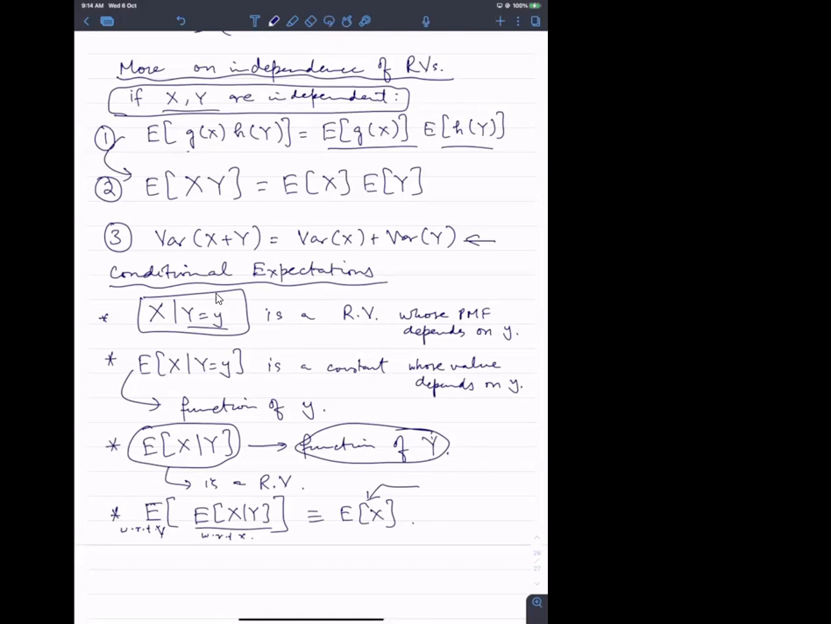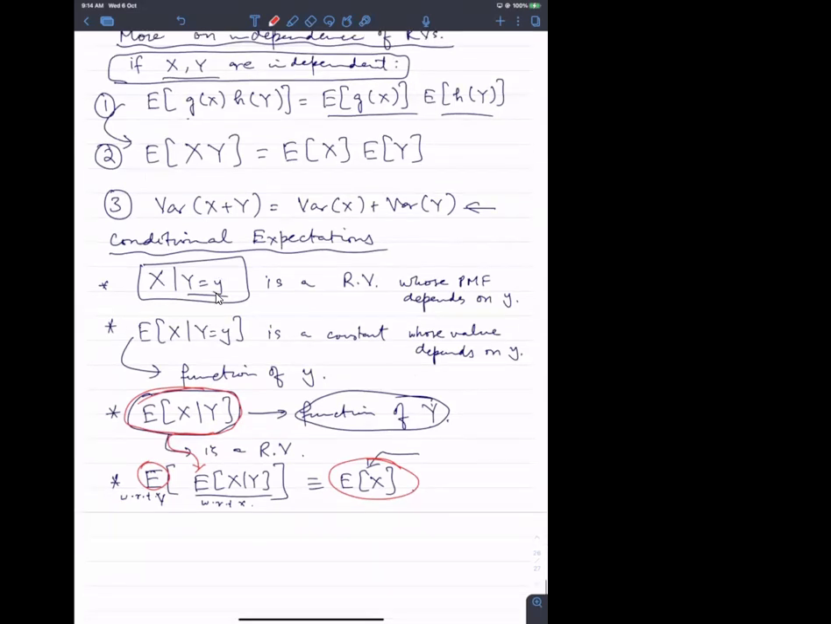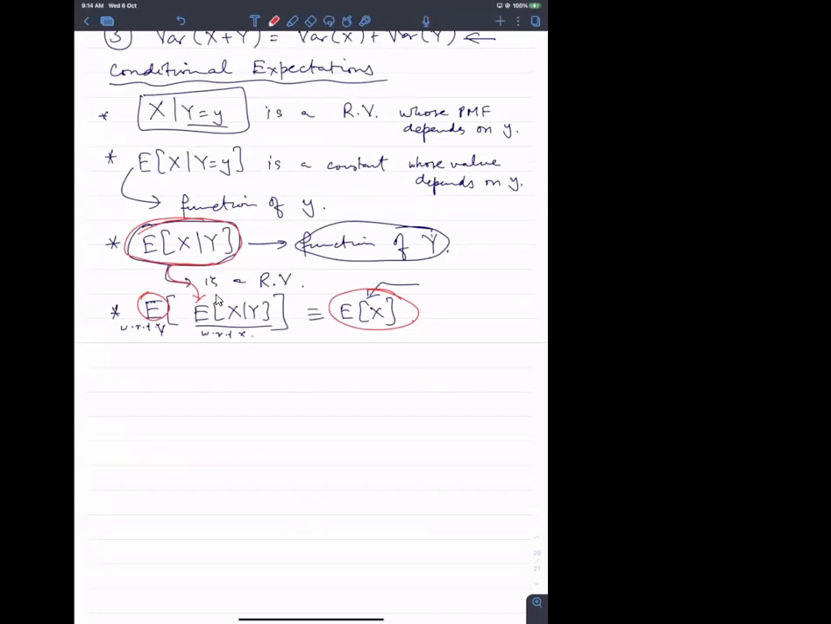Exactly like this: expected value of x given y is a random variable. If we take the expected value of this random variable, I will get a constant, because the expected value of a random variable is a constant. And that constant value turns out to be equal to the expected value of x. There is a very easy proof given in the notes, just a 2-line proof. Please take a look at that.